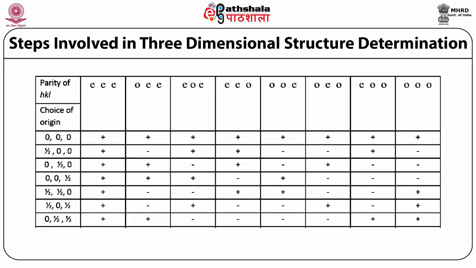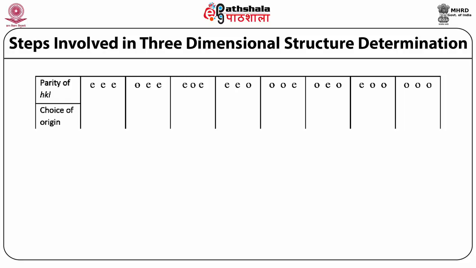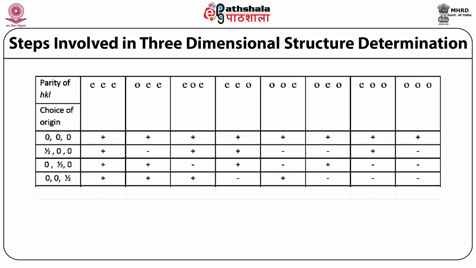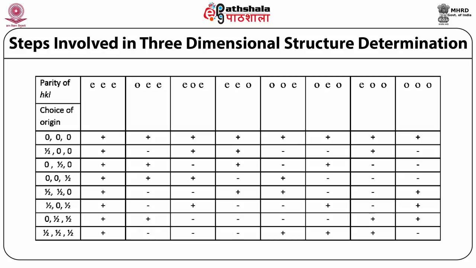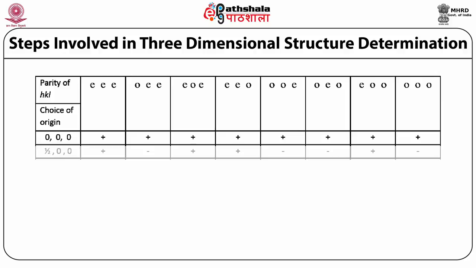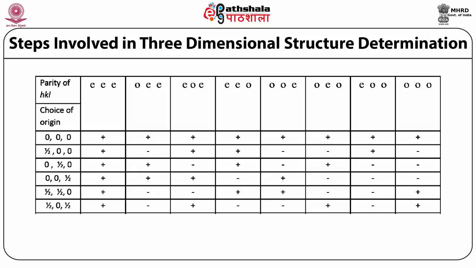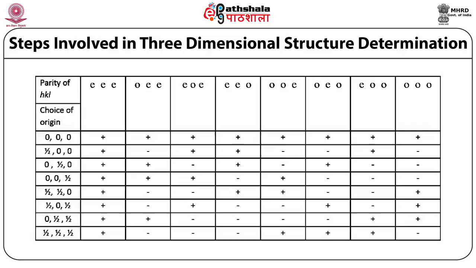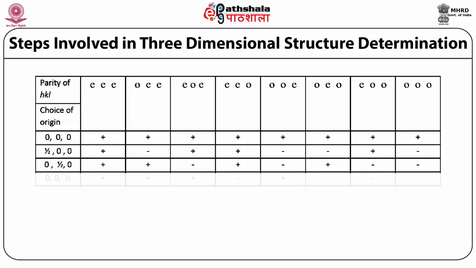Now if you look down the column, we have choices of origin. As we have seen before, there are 8 centers of symmetry in the unit cell. These are denoted by 0,0,0 origin; half,0,0 the midpoint of the A axis; 0,half,0 the midpoint of the B axis; 0,0,half the midpoint of the C axis; then the midpoints of the faces, 3 sets of faces are there: half,half,0 the midpoint of the AB face, half,0,half the midpoint of the AC face, 0,half,half the midpoint of the BC face; then the body center, half,half,half.